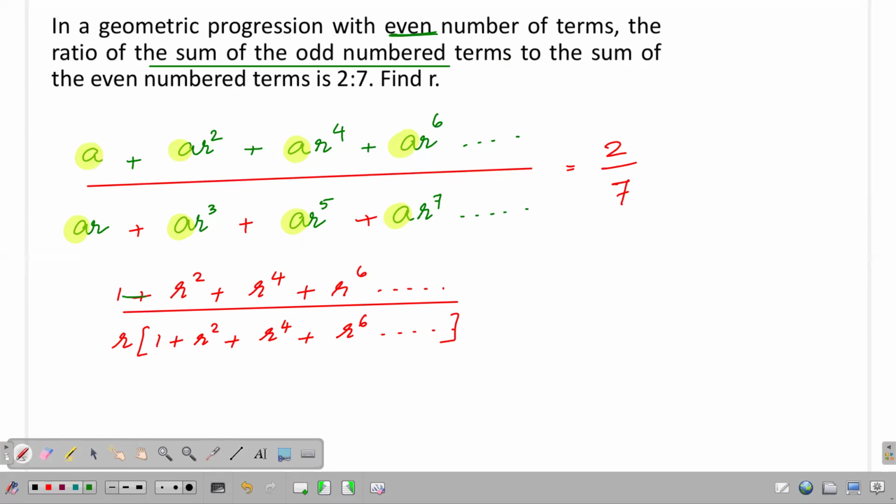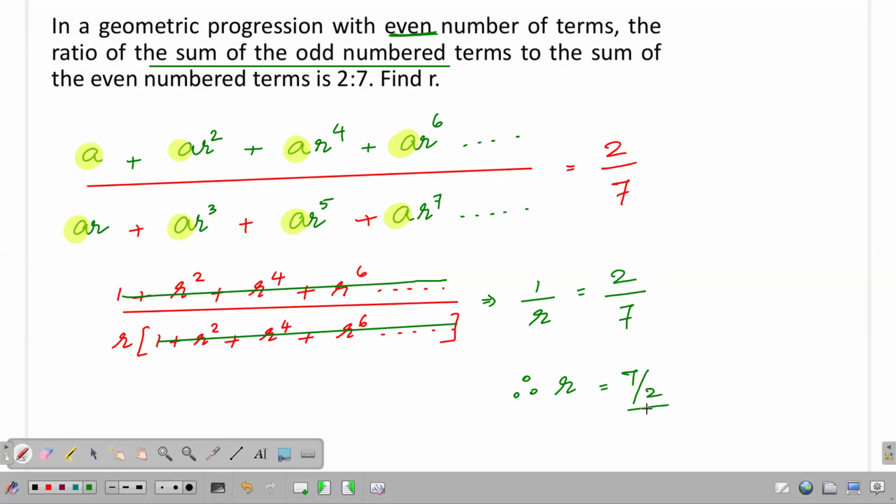You can see that this numerator and this denominator can get cancelled off. So that results in 1 by r becoming equal to 2 by 7. Got it? So if 1 by r is 2 by 7, it is easy for you to find the value for r. What will be r? R is nothing but 7 by 2.